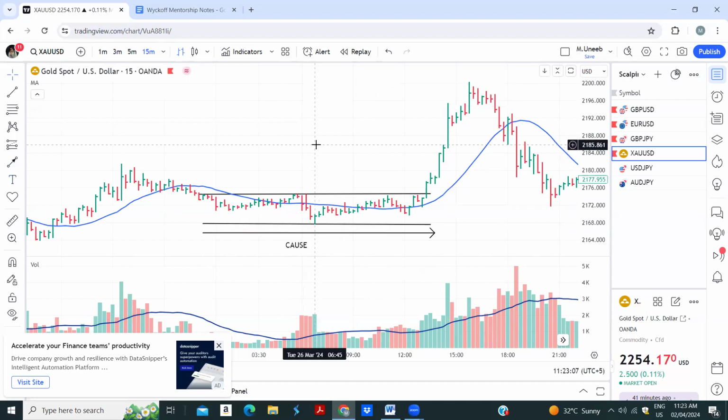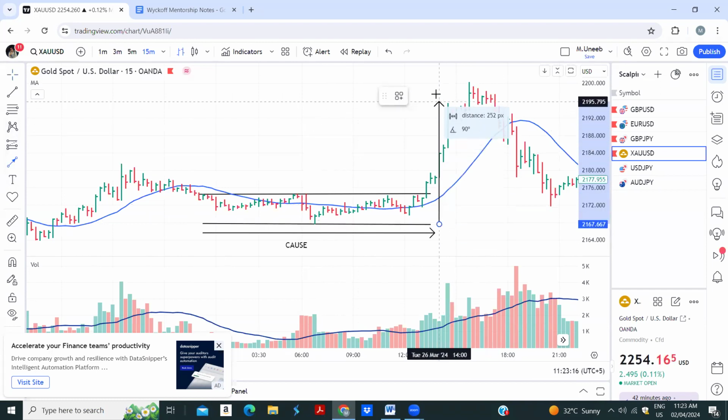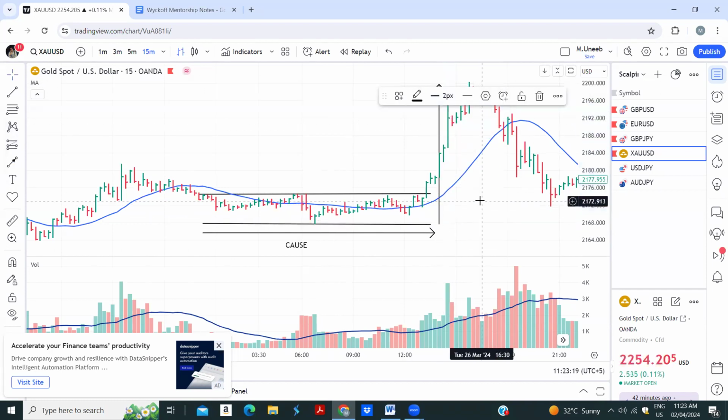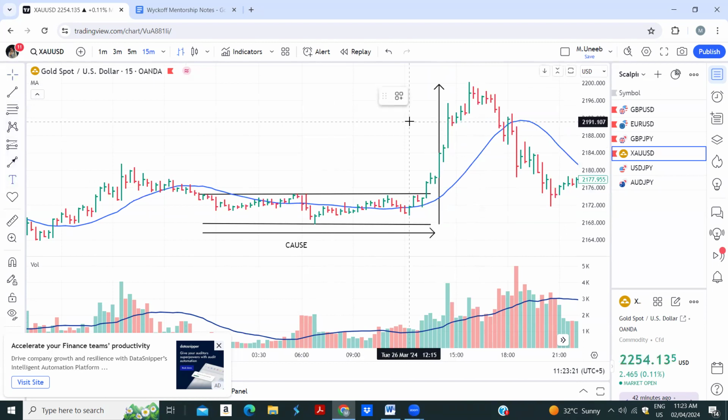So the larger the cause, the larger the effect. The smaller the cause, the smaller the effect. So you can see here that the price moves here. This is effect. So this is cause, this is effect. When we have a larger price range, or the larger cause of the price development, then we have the larger effect.